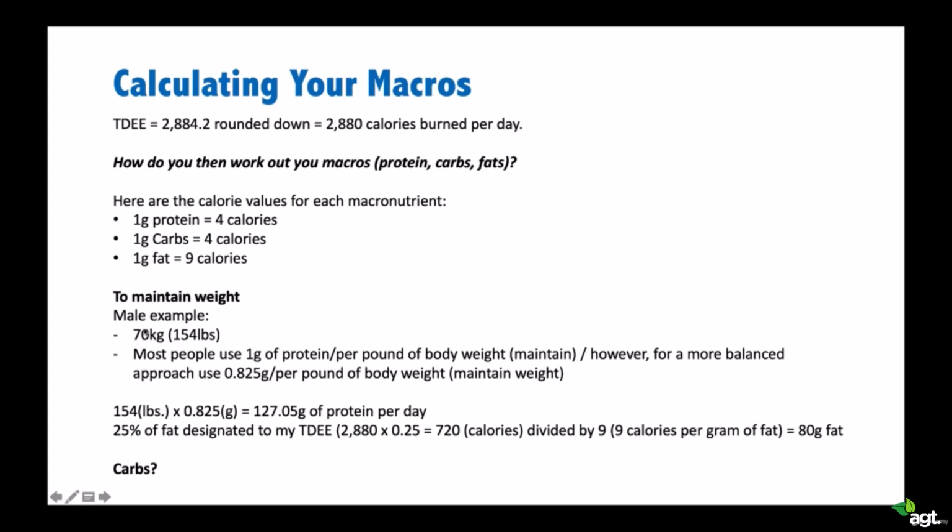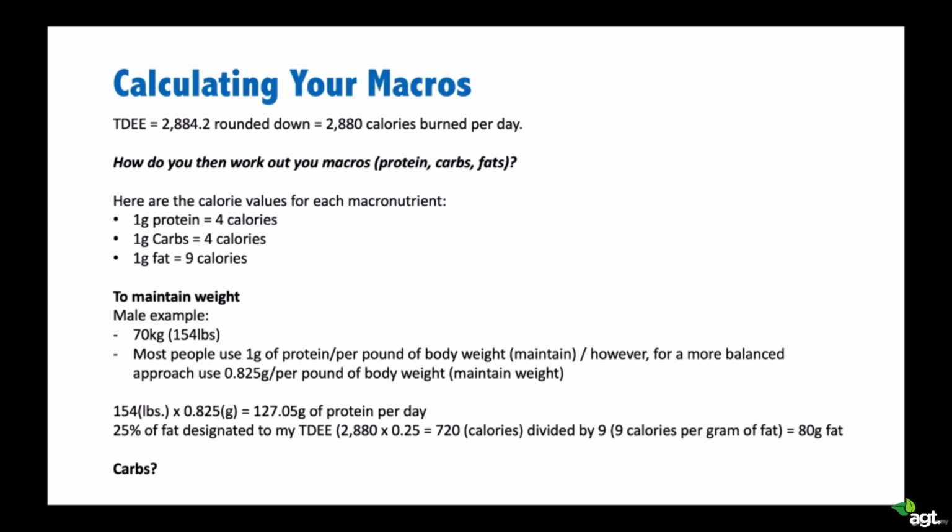Like I said, this guy weighs 70 kilos. So in pounds, that's 154 pounds. So we times 154 pounds by 0.825, and that gives us 127.05 grams of protein per day. That means in order to maintain his muscle size, maintain his muscle mass, this guy must be having at least 127 grams of protein per day. Now, that's just the protein.